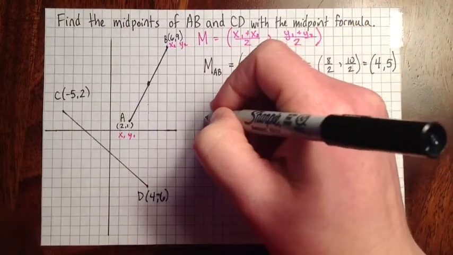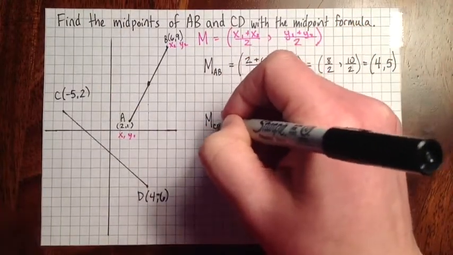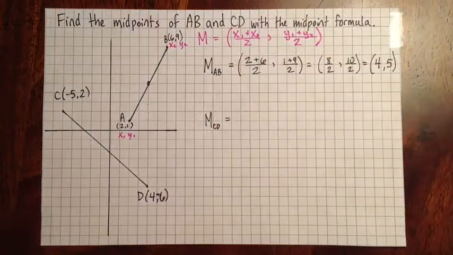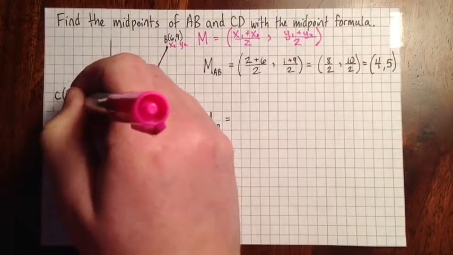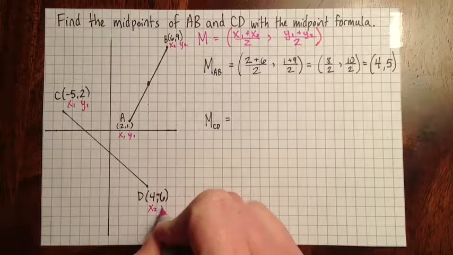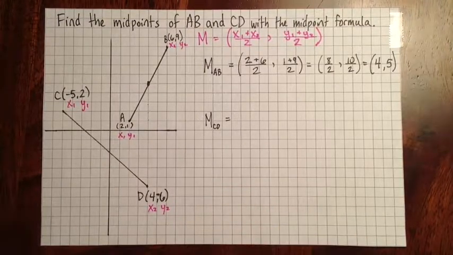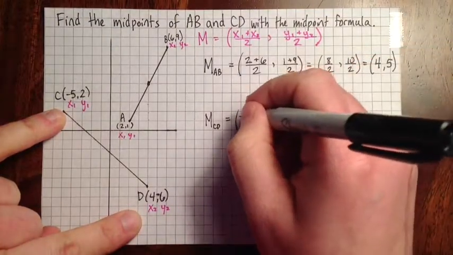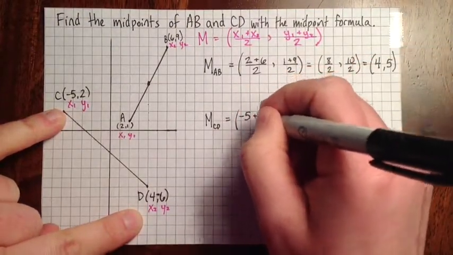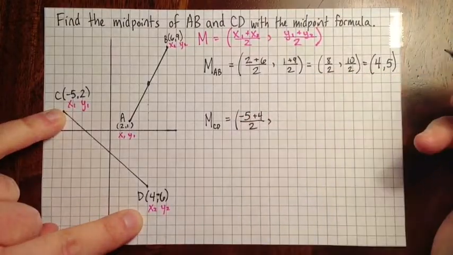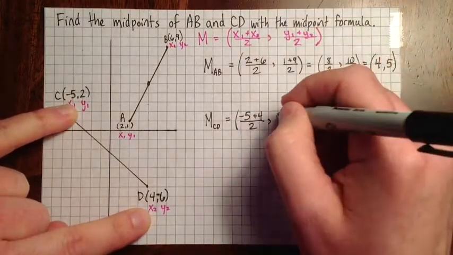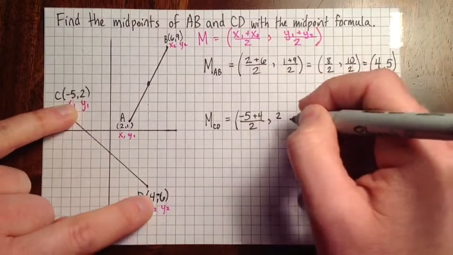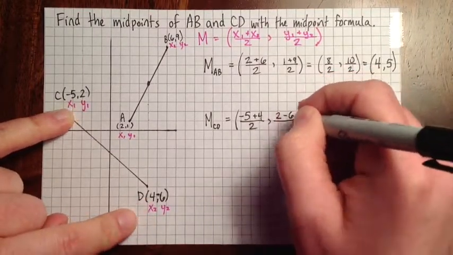Okay, so the midpoint of CD. Make your M's really pointy so that they really look like capital M's. Okay, so I'll have my x1, y1 over here, x2, y2 over here. So my midpoint is what I get when I add the x values together and divide by 2. So it's negative 5 plus 4 divided by 2. And then for my y value, it's 2 plus negative 6. I'll just take away 6, over 2.